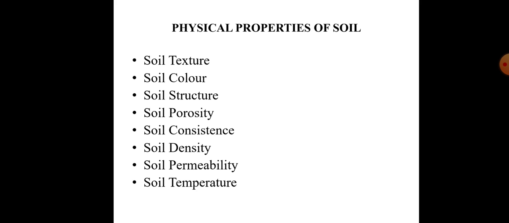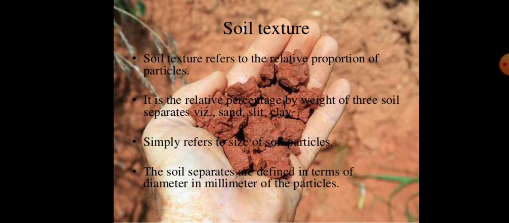So soil texture, soil color, soil structure, soil porosity, soil consistence, soil density, soil permeability and soil temperature. Okay, one by one we will discuss, firstly soil texture. Soil texture refers to the relative proportion of particles. It is the relative percentage by weight of three soil separates, that means sand, silt and clay. It simply refers to the size of soil particles. The soil separates are defined in terms of the diameter in millimeters of the particles.